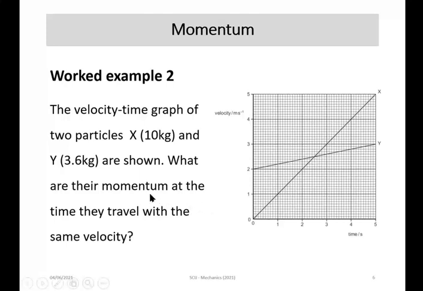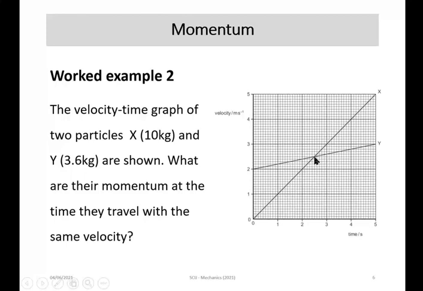So all that we do is to multiply 2.5 meters per second with 10 kg for x. That gives us the momentum for particle x at that time. Then we multiply the same velocity with particle y's mass, 3.6 kg, and what we get will be the momentum for particle y.